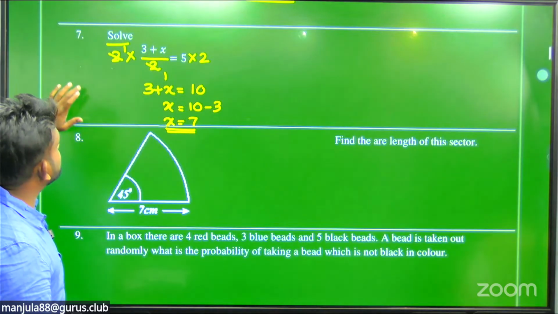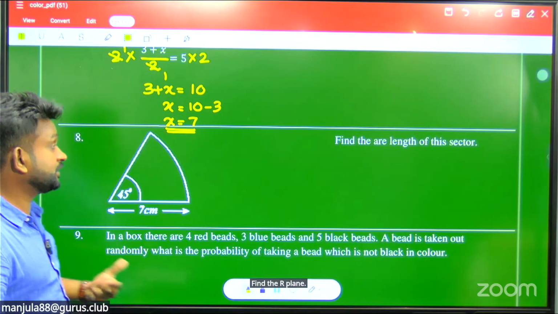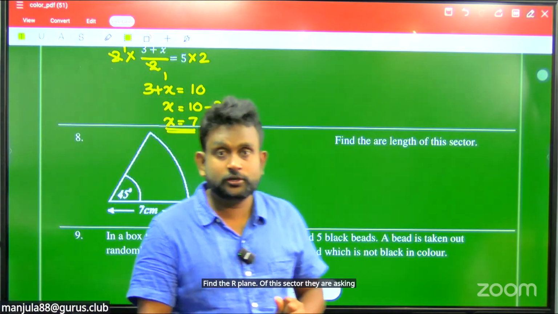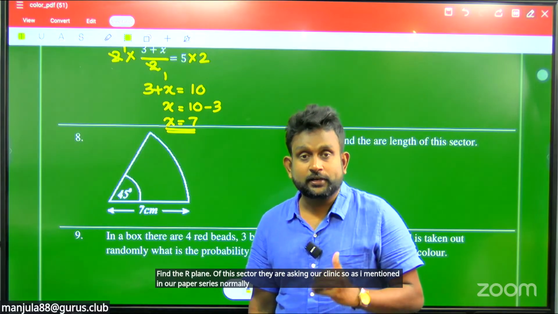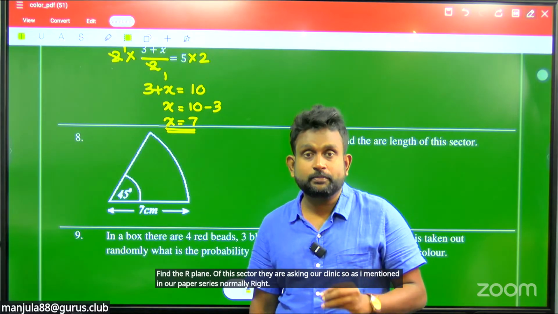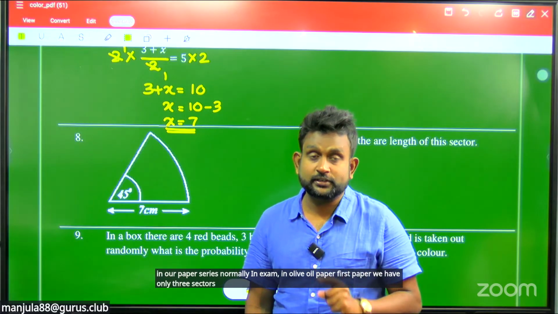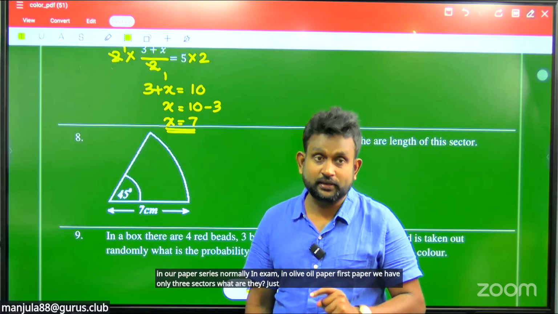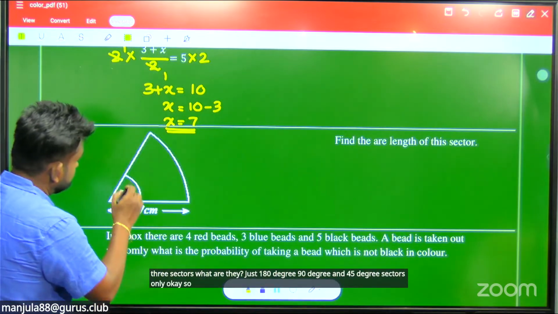Find the arc length of this sector. They are asking for the arc length. As I mentioned in our paper series, normally in the exam, in the O-level first paper, we have only 3 sectors. What are they? Just 180 degree, 90 degree and 45 degree sectors only. So here also it is a 45 degree sector.